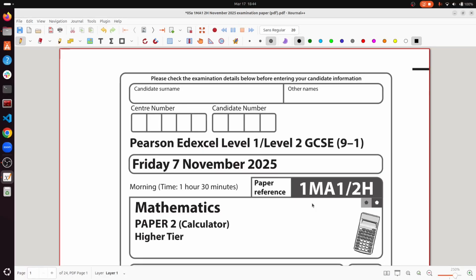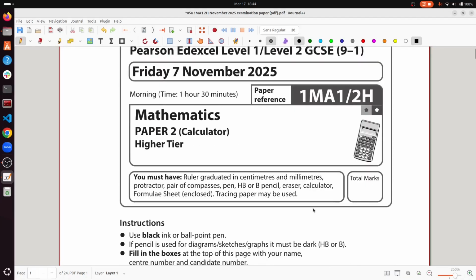We are going to be going over calculator paper 2, November 2025. And I want you to have your calculator by your side and let's just dive in. Okay.